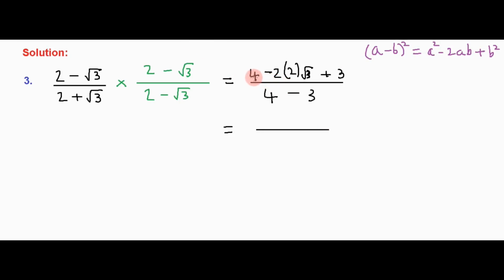Now, in the numerator, 4 plus 3 is 7. And negative 2 times 2 is negative 4. So negative 4 root 3 all over 1. So we have removed the surd from the denominator, and the denominator now is rational because 1 is a rational number.